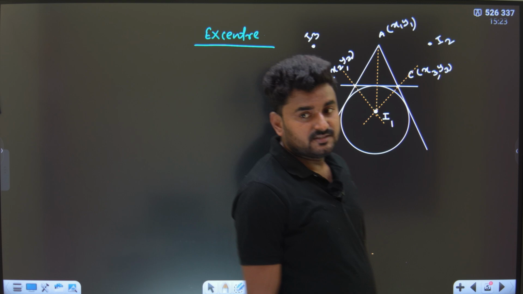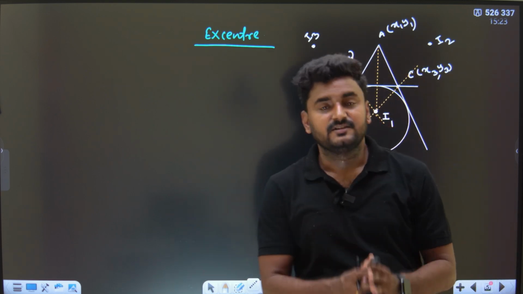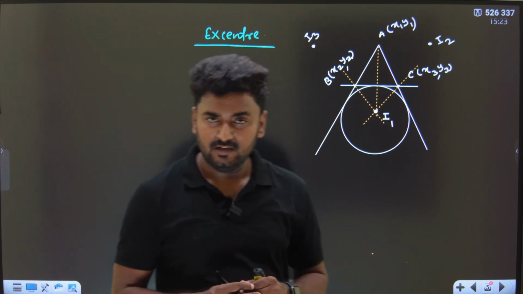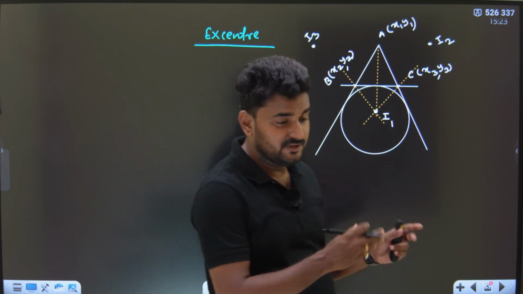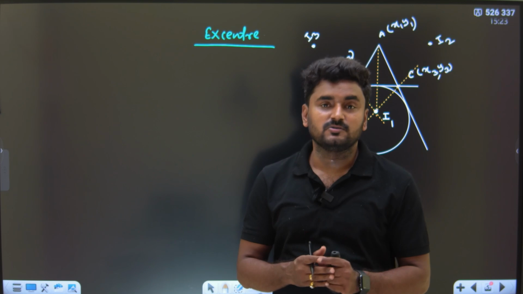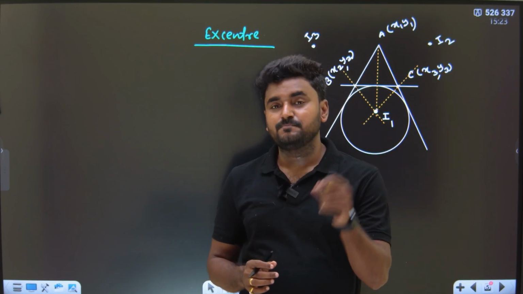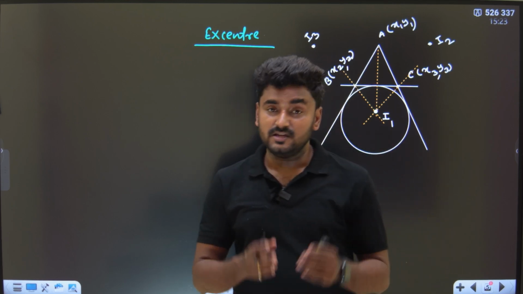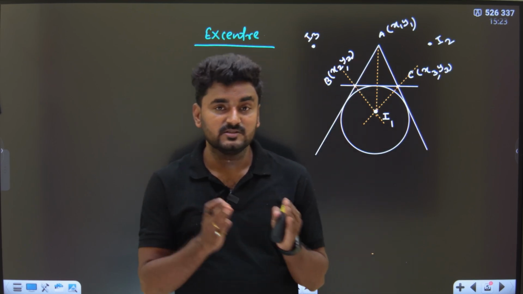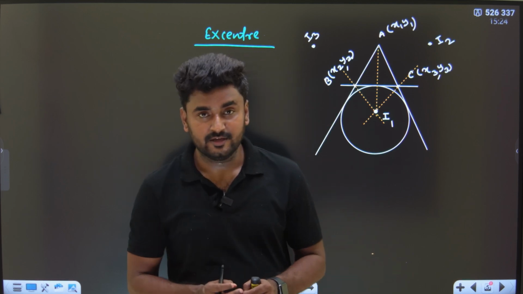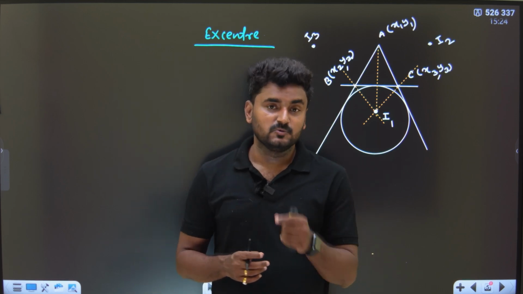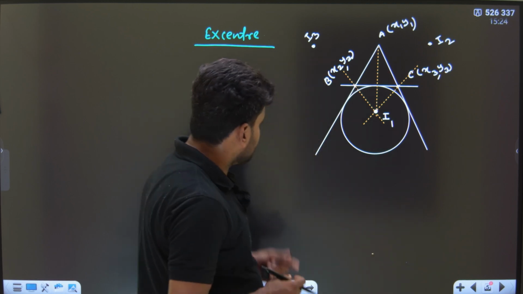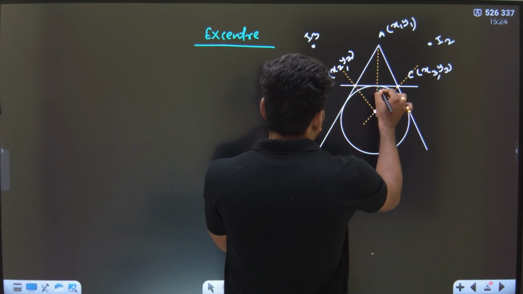Before starting the Excentre, I want to tell you that Incentre and Excentre both are harmonic conjugate. What is the harmonic conjugate? I told you in the last lecture. Suppose there are 2 points P and Q which divide the line segment joining AB internally and externally in the ratio M ratio N. Then the points P and Q are known as harmonic conjugate. Understood? So now here, suppose this is our point D.